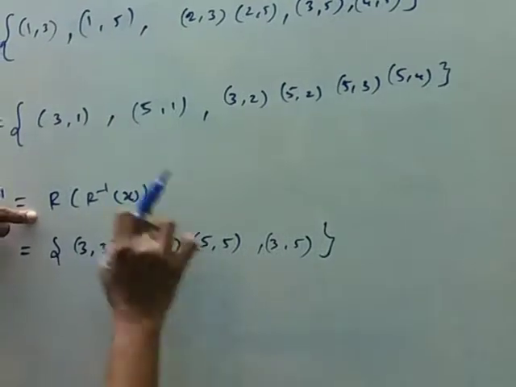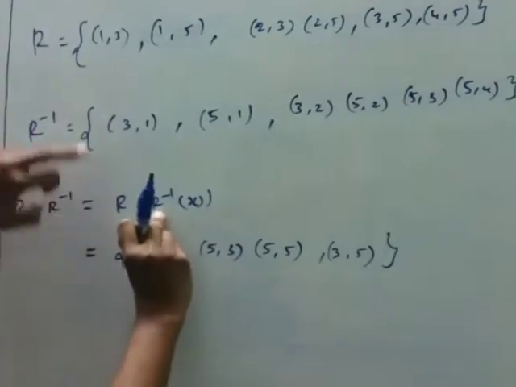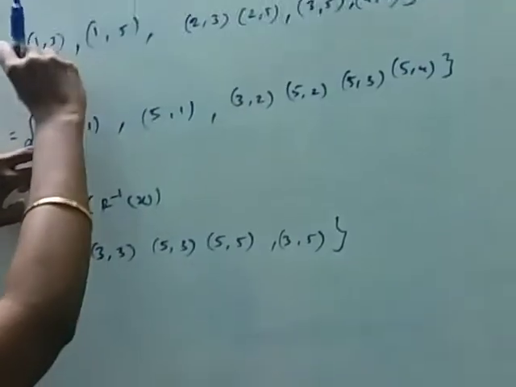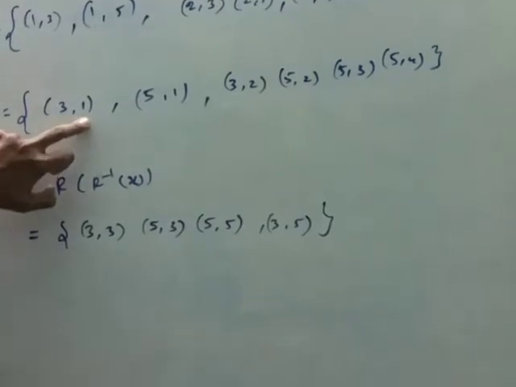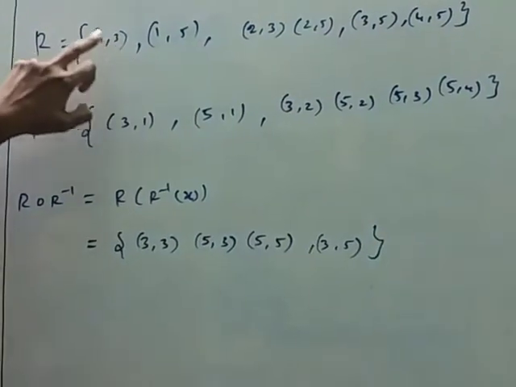R of R inverse of X. So I am going to find that image of X in that R inverse. So image of 3 is 1. Then corresponding image of 1 in that R you have to see. Okay ma? Here for 1, you see the image. 1 you are having 2 images. What are the images? 3 and 5.